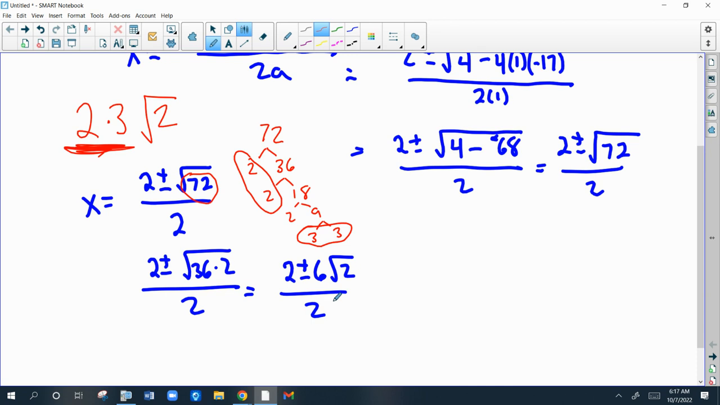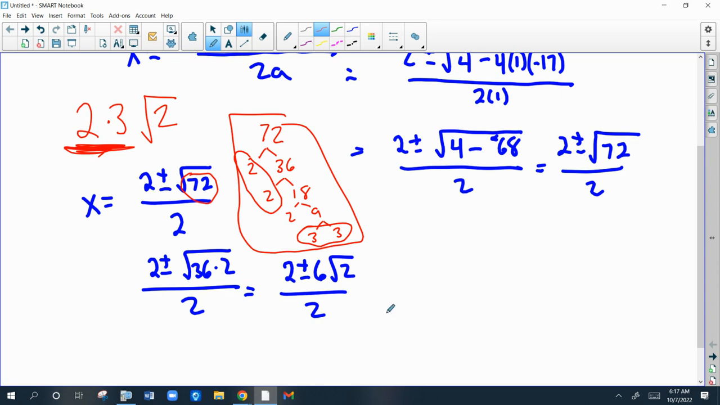So you can see it's a lot easier, a lot quicker at least, to come up with the perfect squares that go into 72. But if you're uncomfortable doing that, this works all the time. So anyhow, we're not done yet. This is going to be definitely reducible.